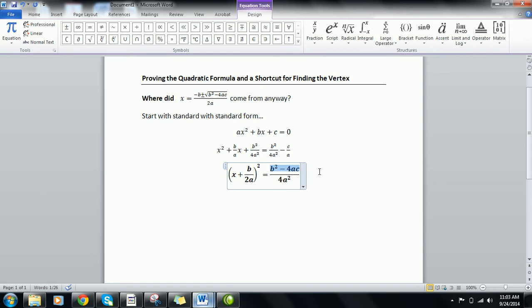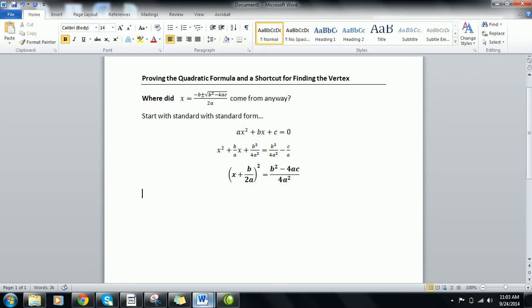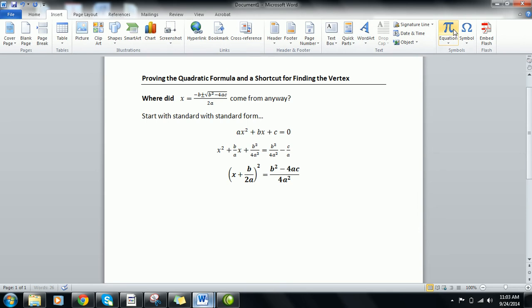Okay, now if I were to solve for x in the numerical case, I take the square root of both sides, right? And so by taking the square root of both sides, what I end up with on the left is just x plus b over 2a.